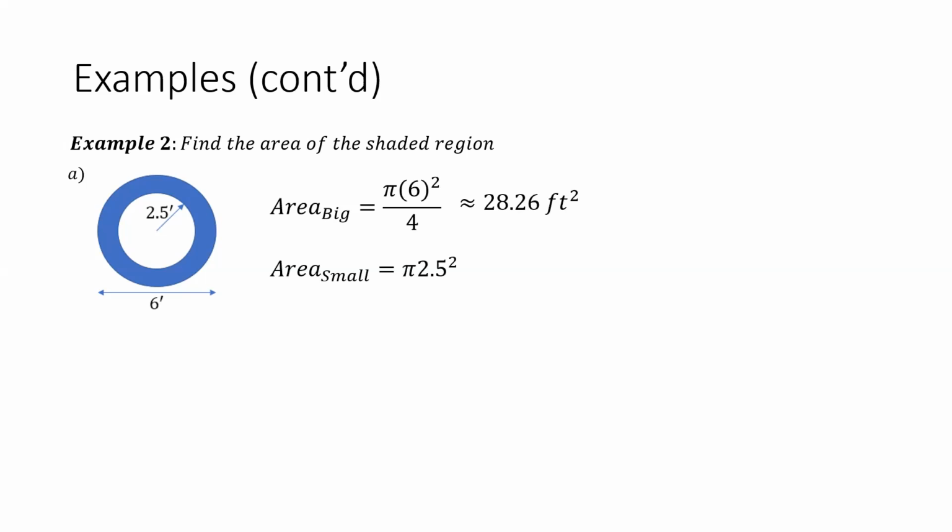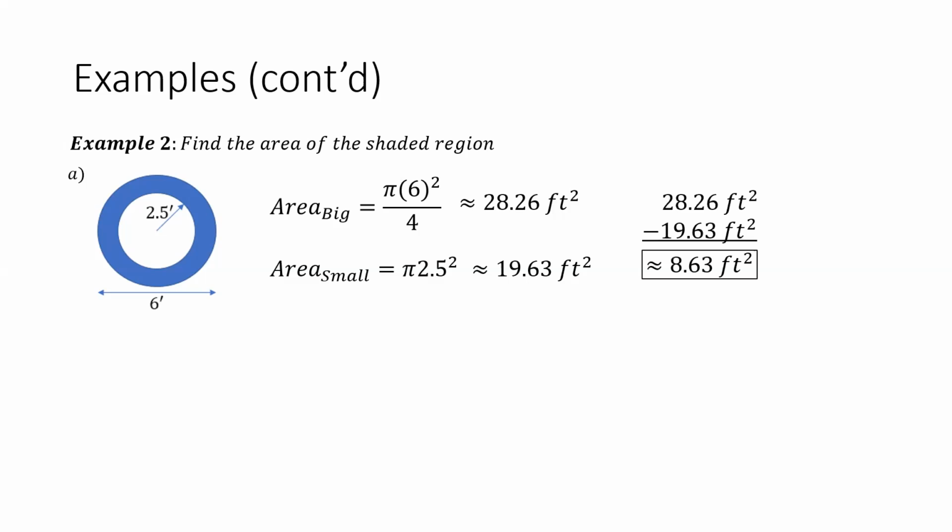The area of my small circle, they give me the radius already. It's 2.5 inches. So I just square my 2.5, multiply it by pi, and then I get 19.63. By the way, when you're doing this in your calculator, be careful about order of operations. For the area of the small circle, I would do 2.5 squared first in my calculator, and then multiply by pi. If you don't follow that order, you're going to get a much bigger area than you should. So make sure you're dealing with the exponents before you're dealing with multiplication. And then, as I said, I'm just going to subtract the 2. I find that I get 8.63 feet squared for the area of the shaded region.